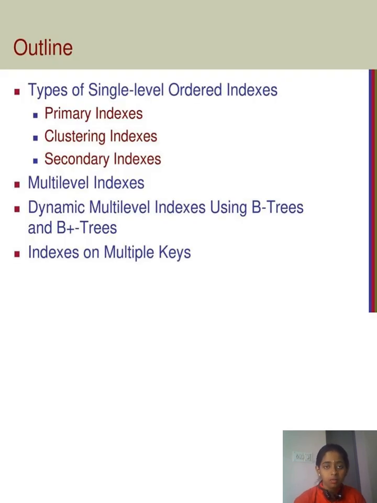Okay, so what are we going to see in today's topic? Mainly we will be looking into the types of single level ordered indexes, that is nothing but primary indexes, clustering indexes, secondary indexes. And we will be seeing just the introduction part of multi-level indexes, dynamic multi-level indexes using B trees and B plus trees, indexes on multiple keys.